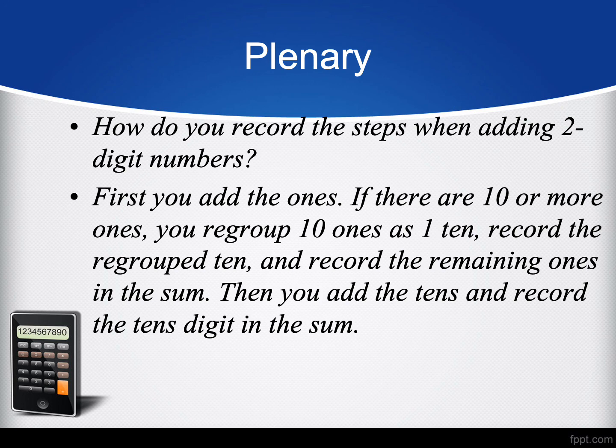If there are 10 or more ones, you regroup 10 ones as 1 ten. Record the regrouped ten and record the remaining ones in the sum. Then you add the tens and record the tens digit in the sum. Super duper easy, wasn't it?